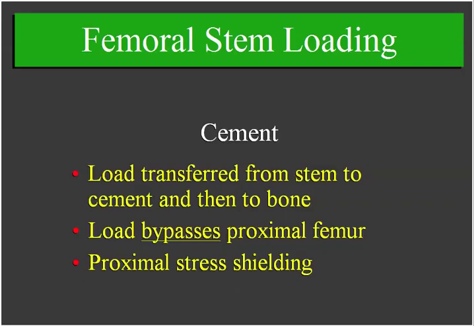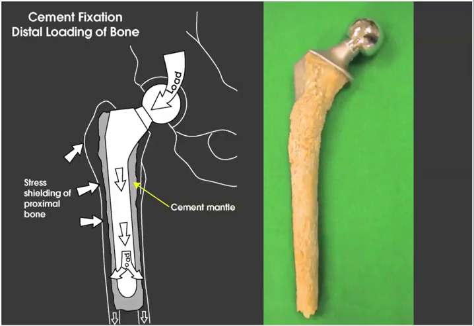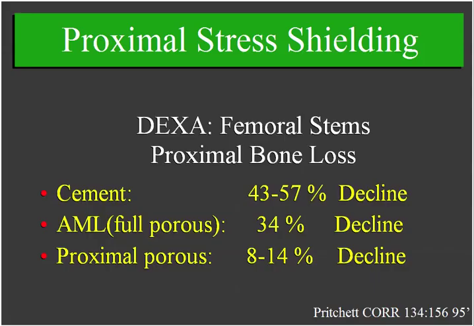Interestingly, if you look at cemented stems, the load is transferred from the stem to the cement and then to the bone. The load actually bypasses the proximal femur, and you actually see stress shielding. This is the cement mantle with loading. If you look at DEXA studies, cemented stems show a definite loss of bone density in the proximal area. So cemented stems actually stress shield as well. So just remember that point. Okay?